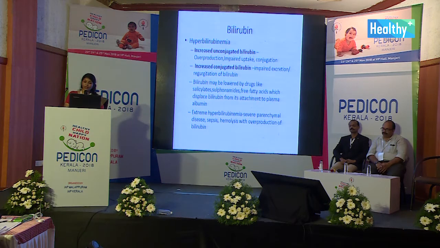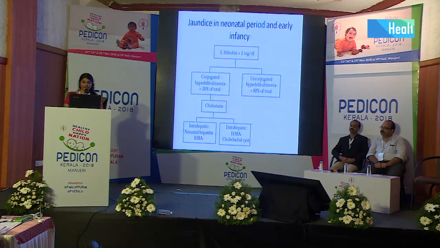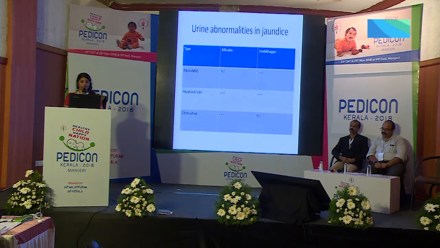So increased unconjugated bilirubin may be due to overproduction, impaired uptake or conjugation. And increased conjugated bilirubin may be due to impaired excretion as well as regurgitation of bilirubin. But bilirubin may be lowered by drugs such as salicylates, sulfonamides, free fatty acids, which may displace the bilirubin from its attachment to plasma. So the serum bilirubin may be lowered by such drugs. And extreme hyperbilirubinemia is usually seen in severe parenchymal disease, sepsis, and hemolysis. Jaundice in neonatal period and early infancy, if predominantly unconjugated, may indicate cholestasis. It could be an intrahepatic cholestasis or an extrahepatic cholestasis.